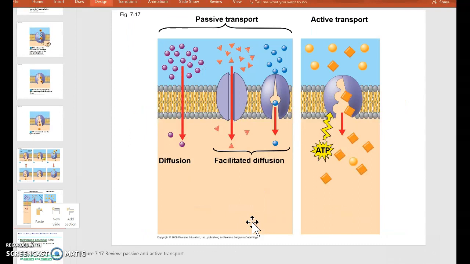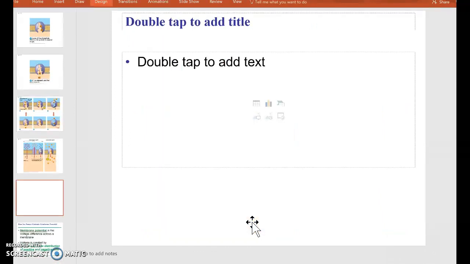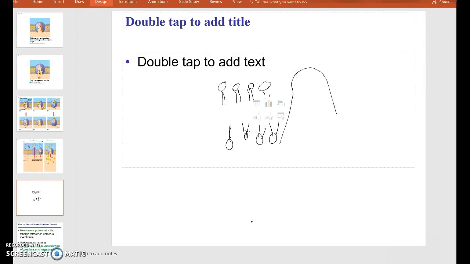And I'll throw a slide in here just so we can talk about this. So if this is our membrane, and, not real easy to draw on here, sorry guys, but here's my membrane. And then on the inside here, let's just say our protein's kind of configured like this.